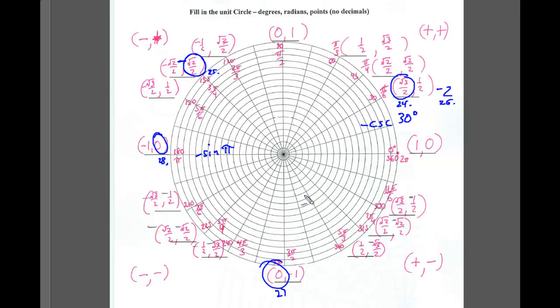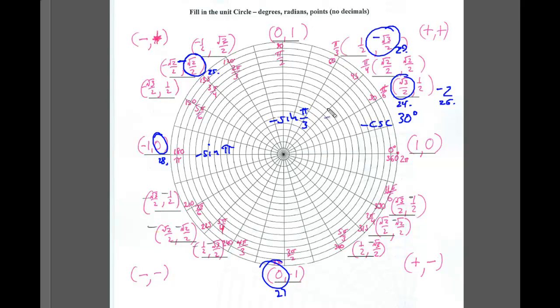Problem number 29, we're going to have a negative sine pi over 3. So we go to pi over 3, which is way up here. Sine is our y value, and we put a negative in front of it. So negative square root of 3 over 2. That's problem number 29.